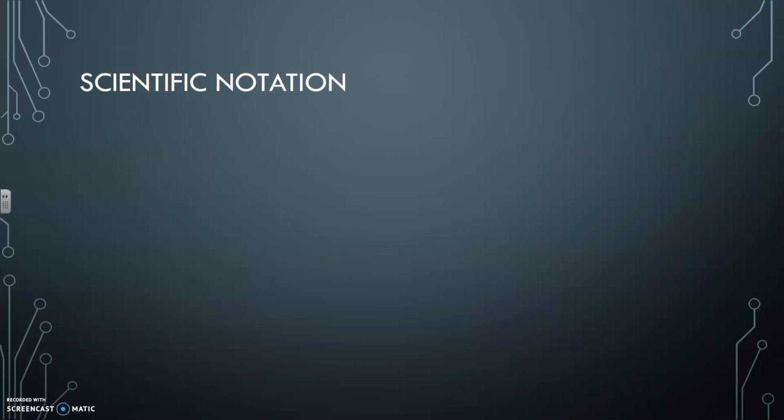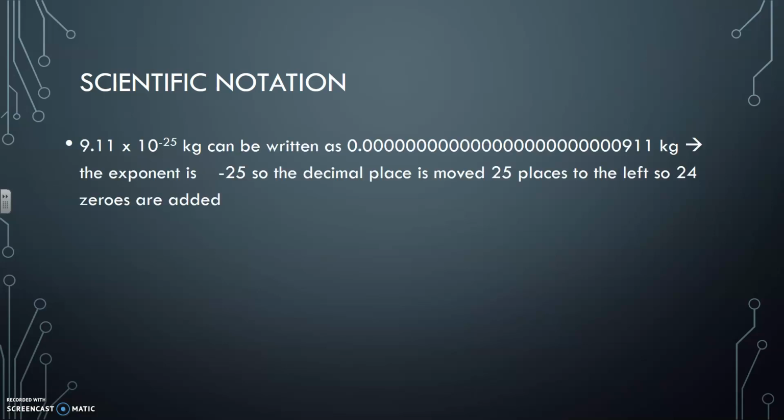So the important thing about scientific notation is to remember you're not changing the value of the number. You're just changing the way it's written so that it's slightly easier for you to write it and there are not as many mistakes made. Now, this is a perfect example of why we use scientific notation.